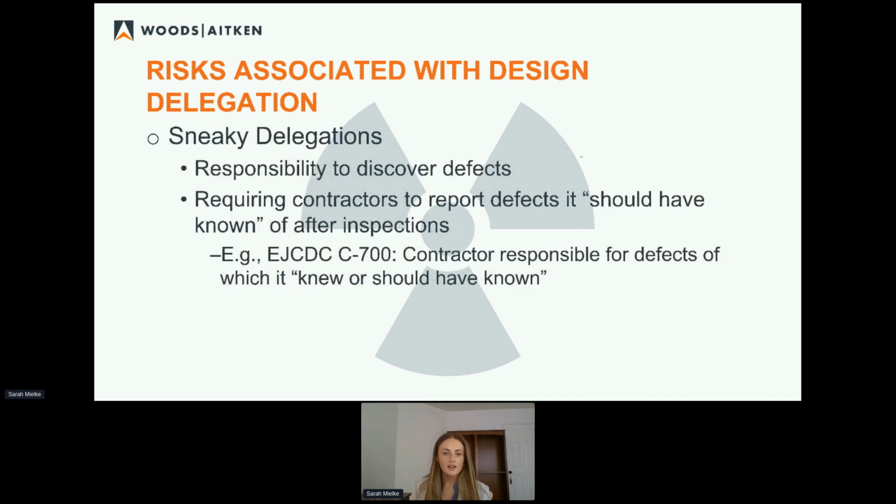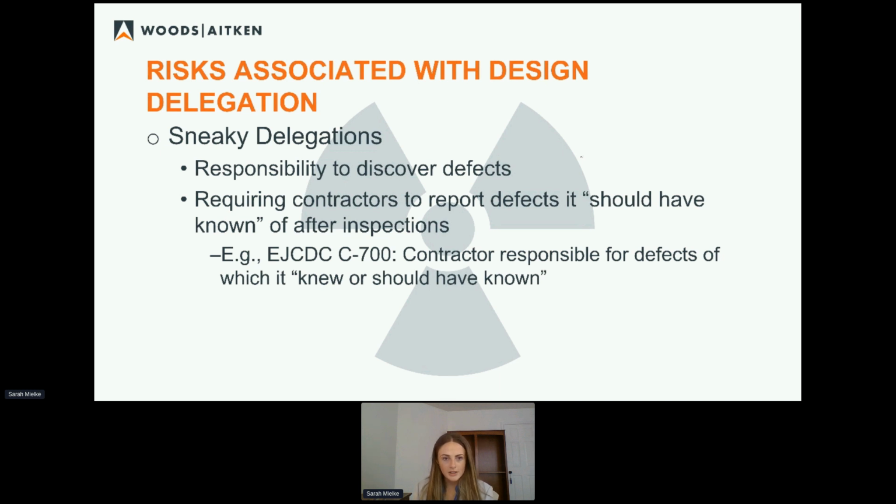Next, we talked about disclaimers and defects, but I like to call them sneaky delegations because they're not usually written out as a design delegation. Instead, responsibility will just be given to the contractor to discover defects. But think about that. What are the implications of that? If you are requiring contractors to report defects that the contractor knew or should have known of, you're essentially delegating some part of the design to the contractor.